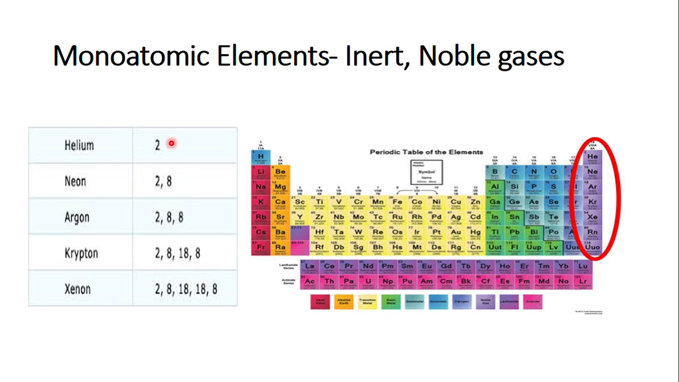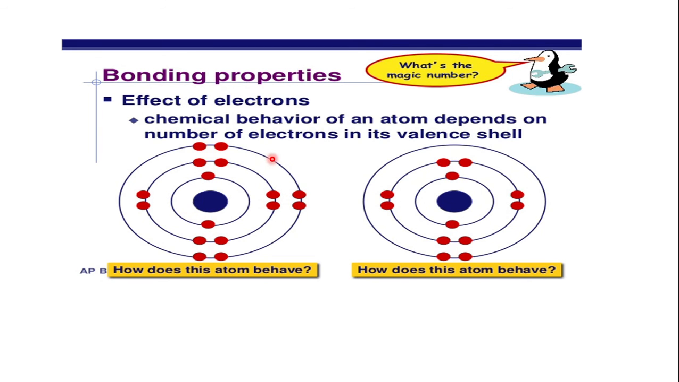So helium has only one shell, which is complete with 2. All these are inert gases, since they have the complete outermost shell. So it is important to understand the valence electrons, because the chemical behavior of an atom depends on the number of electrons in the last outermost shell, which is called the valence shell.